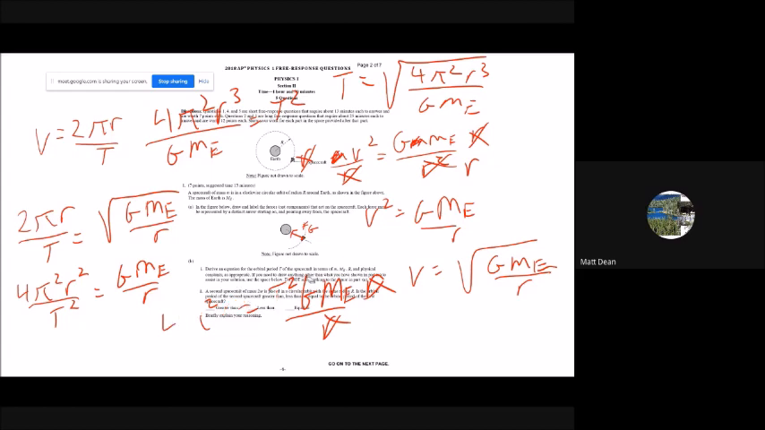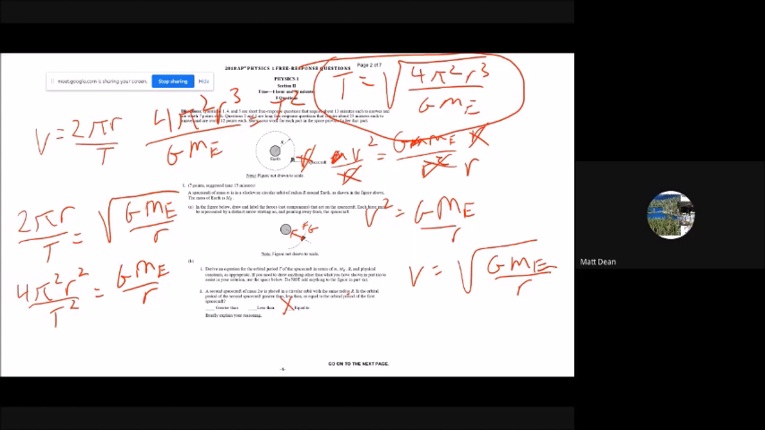I'm going to have to erase a bit here. So next it says a second spacecraft of mass 2m is placed in a circular orbit with the same radius. Is the orbital period of the second spacecraft greater than, less than, or equal to the orbital period of the first one? So if we look at our orbital period equation, what I hope you see is that the mass of the satellite isn't in that equation. That should tell you that it doesn't matter. The mass of the satellite doesn't affect the period. That tells you that they should be equal.